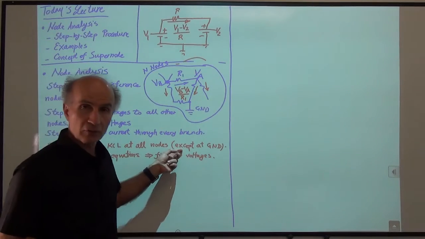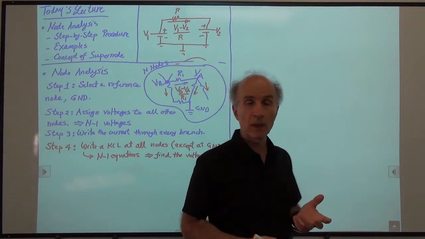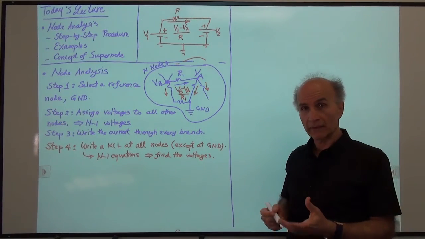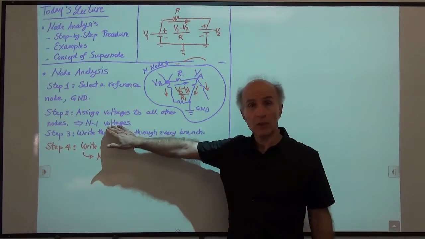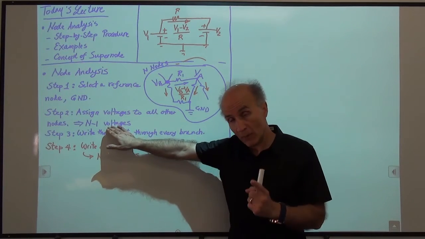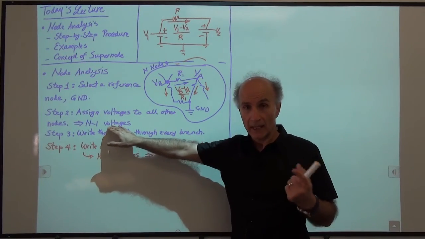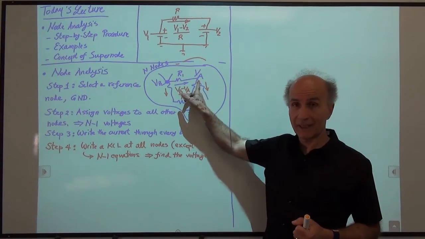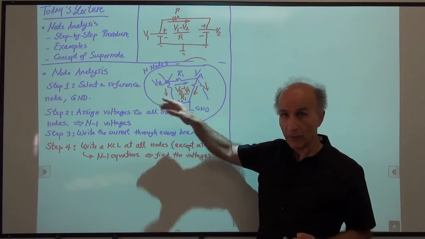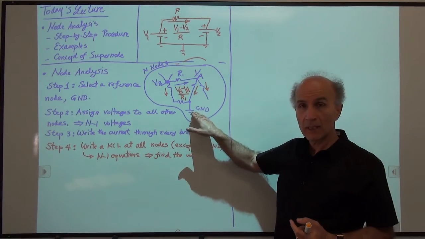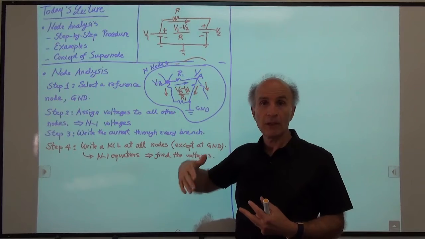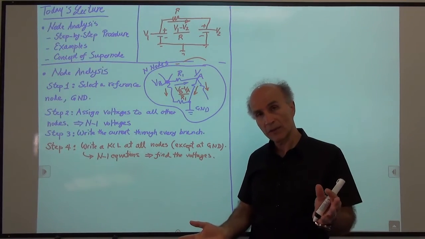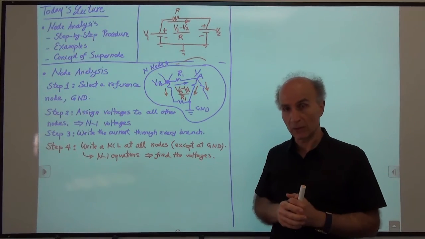Why do we not write the KCL at the ground? Well, we can, but it's not an independent equation. How do we know that? Well, we know that we have only n minus 1 unknowns. So we need only n minus 1 equations to solve that. And the n minus 1 equations are coming from these KCLs that we are writing at these n minus 1 nodes. So if I write a KCL at ground, it's just a linear combination of the other equations. So you don't really have n independent equations, we have only n minus 1 independent equations.